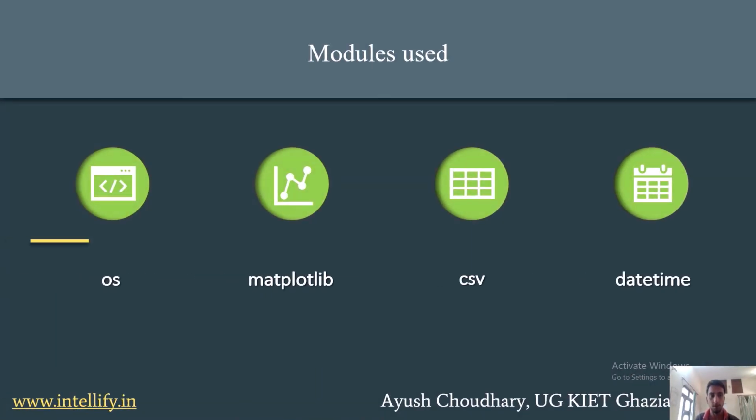And the modules we have used: the first module is the OS module. It comes in handy when we are dealing with the operating system, like files and other kinds of stuff. Matplotlib is just for plotting the graph. The CSV module is because we will be using CSV files to put our data in and extract data from.